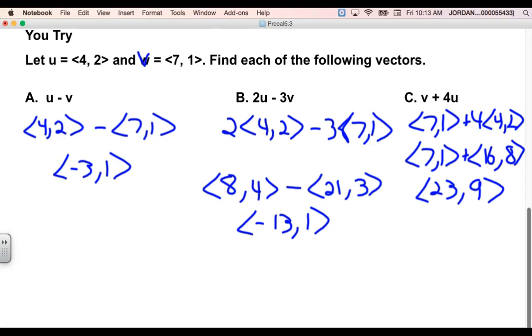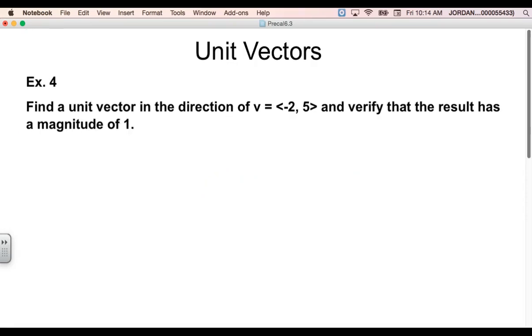Alright, so right here you should have gotten the vector v instead of w, so you might need to correct that in your notes. For the A part, the vector you should get is -3, 1. For the B part, it's -13, 1. And for C, you should have gotten 23, 9. Alright, so let's move on and talk about unit vectors.